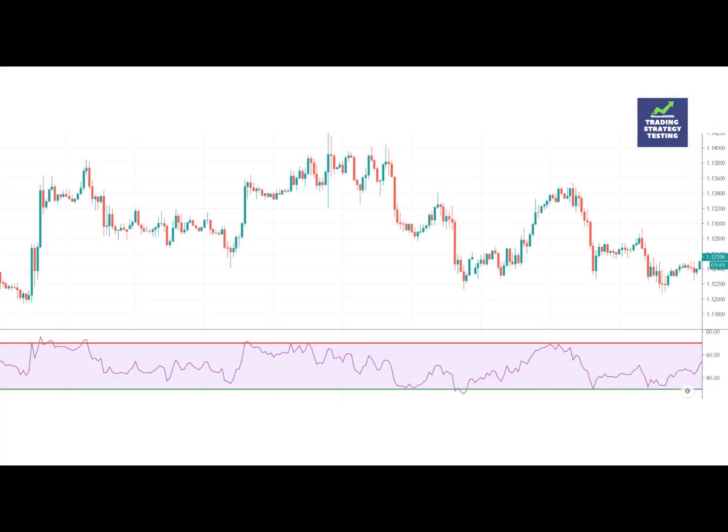The RSI indicator strategy we will test today is simple. We will go long as soon as the RSI indicator gives us a reading below 30, and we will go short once the indicator reaches a value above 70.